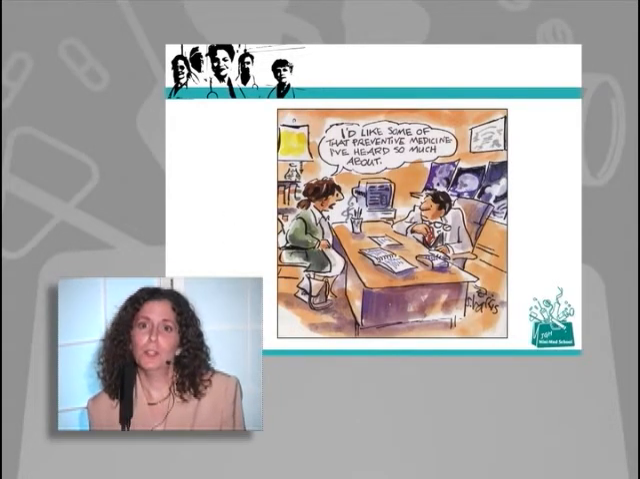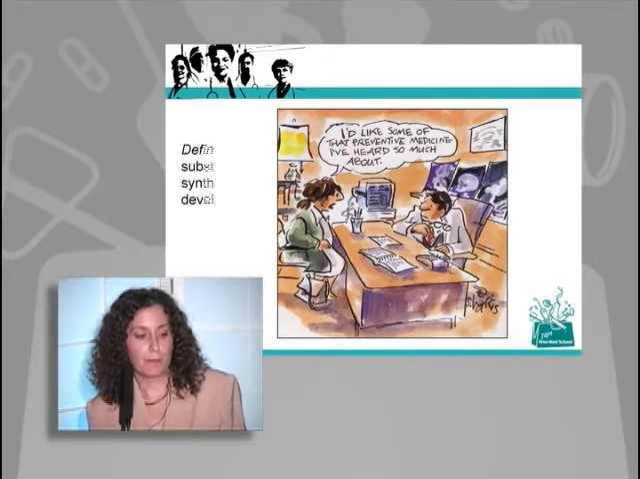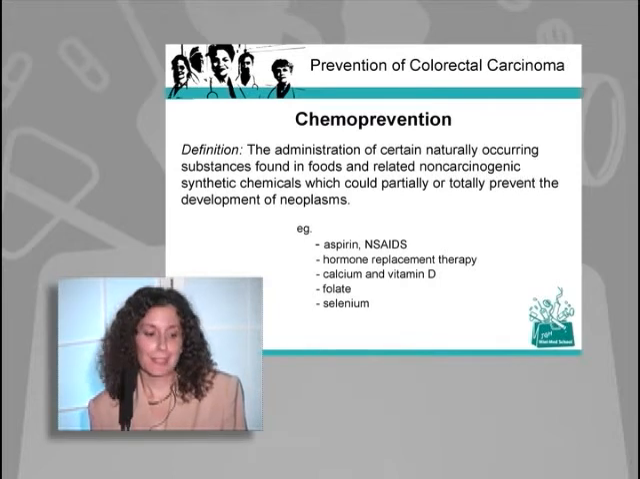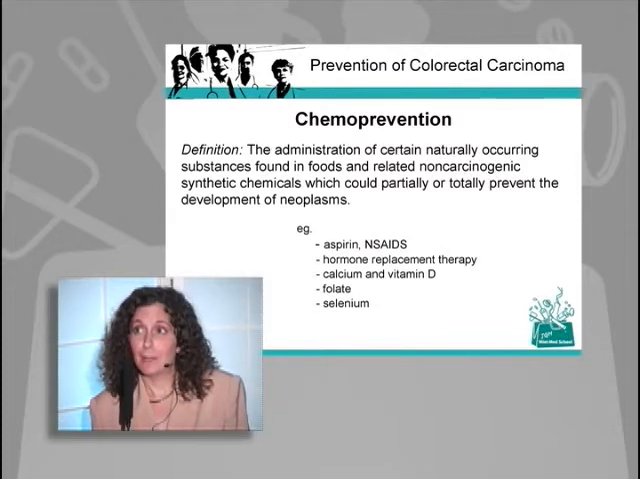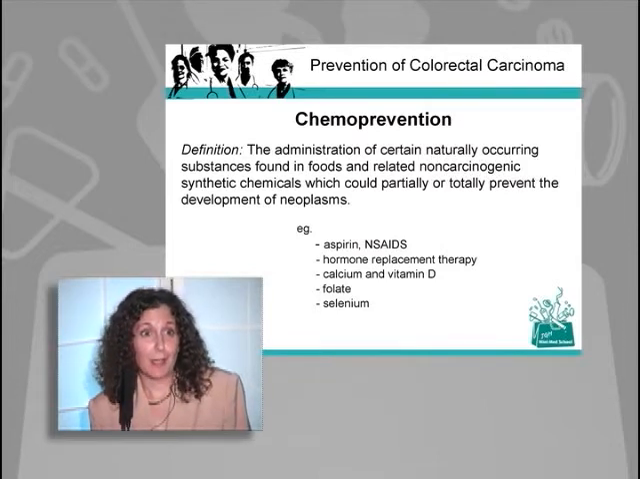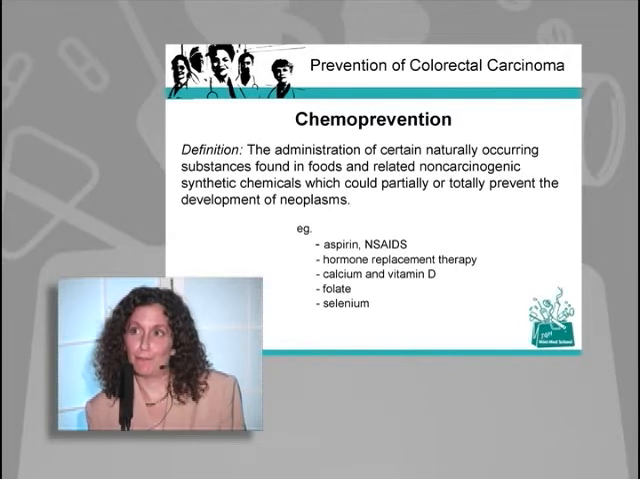Then a lot of people will ask, well, what else can I take that will help me prevent colon cancer? Well, that's what we talk about when we talk about chemo prevention, the administration of certain food products or components of food products or synthetic chemicals that can partially or totally prevent the development of neoplasms. And research has shown that aspirin can prevent the formation of polyps, and non-steroidal anti-inflammatories can diminish the number of polyps you develop. But again, there are consequences to using these medications, things like bleeding, especially from peptic ulcer disease, if you have ulcers, or with Celebrex, for example, the new problems with the heart disease and palpitations and strokes. So you have to talk to your physician if you want to start taking these medications for prevention.